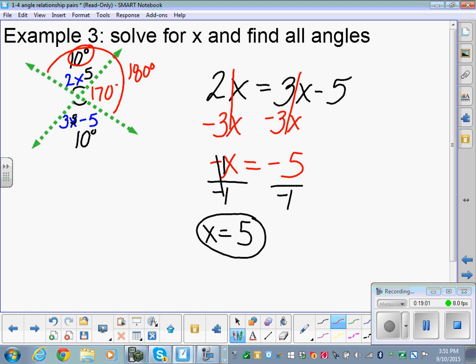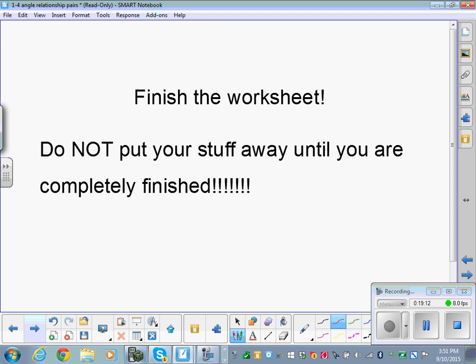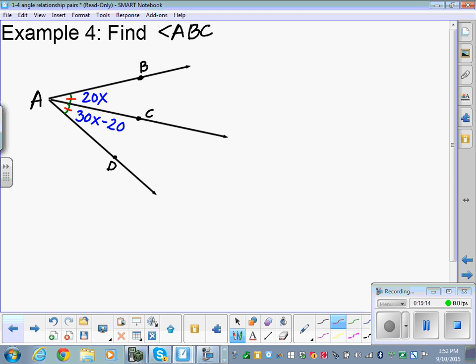Well, that's a vertical angle to that. So if that's 170 degrees, so is its vertical angle, which is also 170 degrees. We filled in the entire diagram on that one. Now, last one. Find angle A.